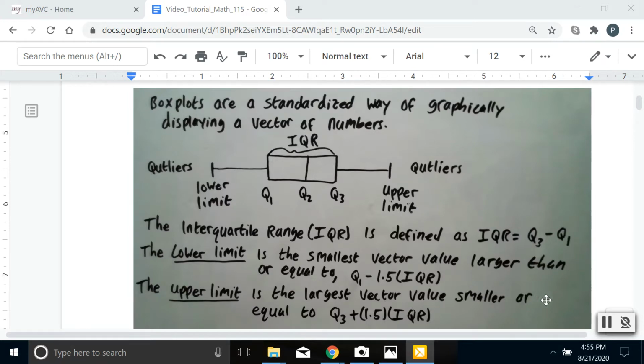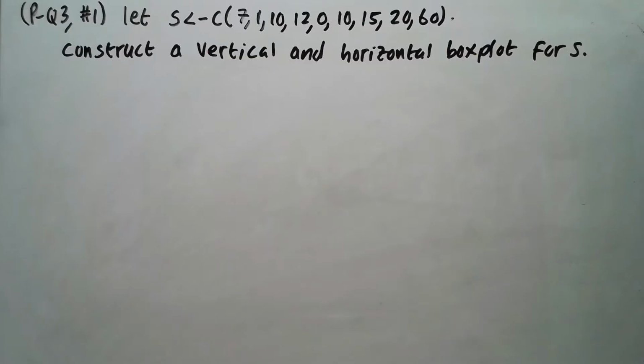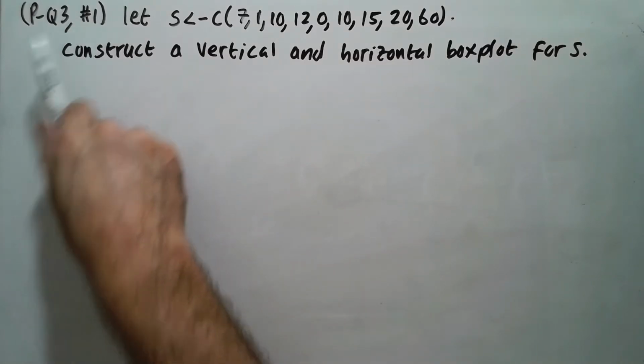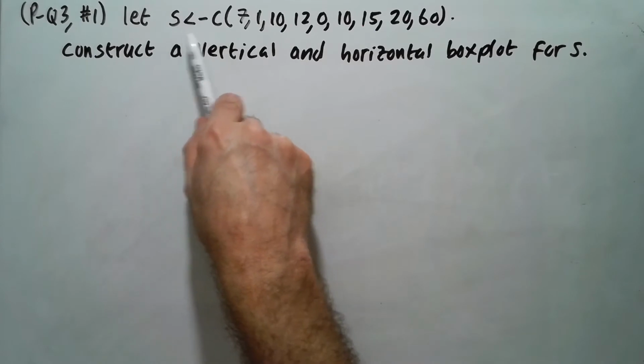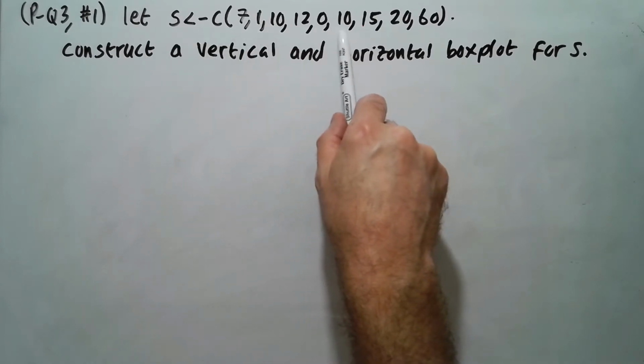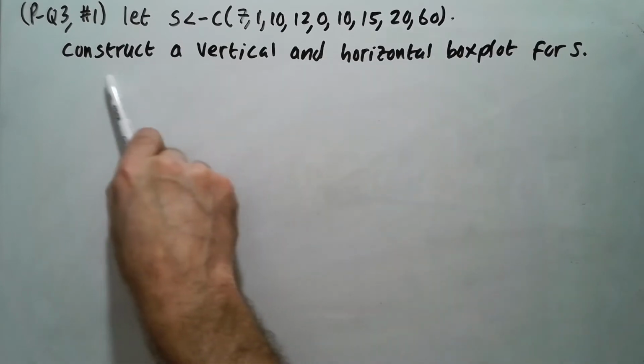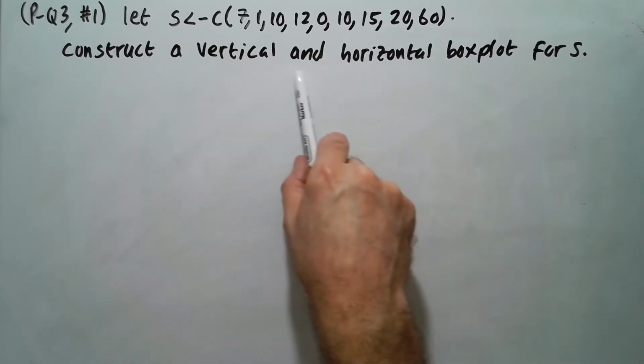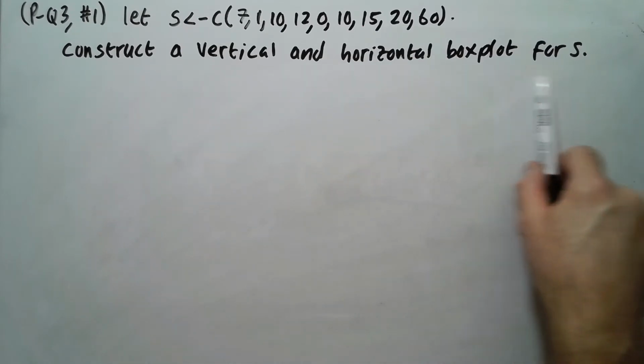Okay, so first example. Here's our example. It's from practice quiz 3, number 1. It says let S be the vector that contains the points 7, 1, 10, 12, 0, 10, 15, 20, 60. So we have to construct a vertical and horizontal box plot for S.